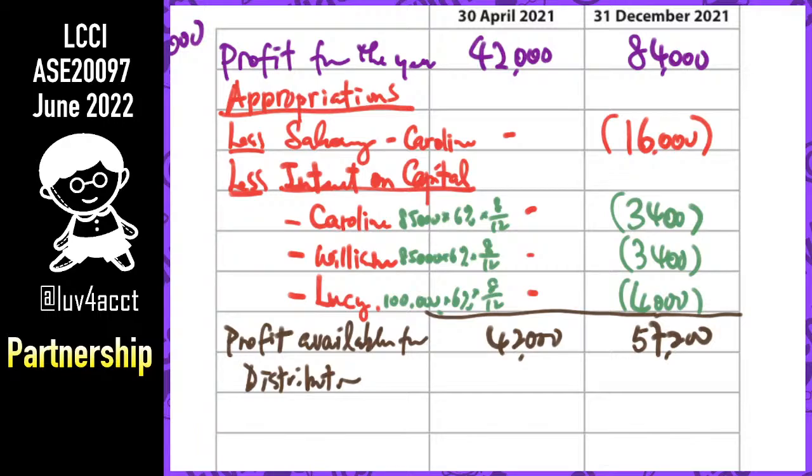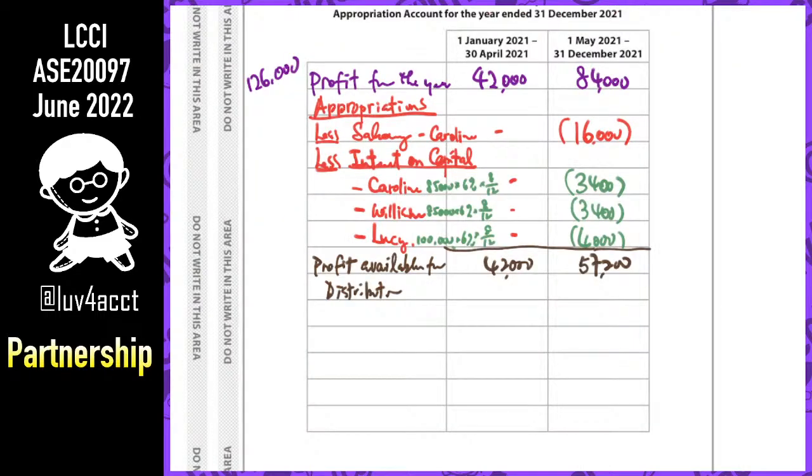So this here I have to explain a little bit. Yeah, let me finish first. Okay, so distribution of profit, share of profit for Caroline, for William, and for Lucy. 42,000, so 21,000. Nothing for Lucy.